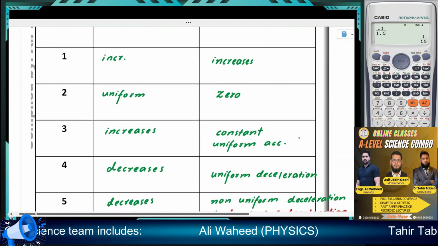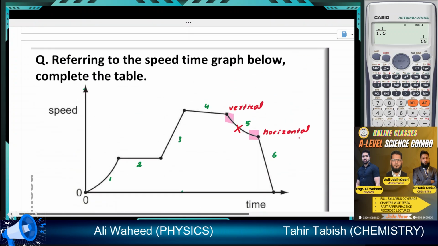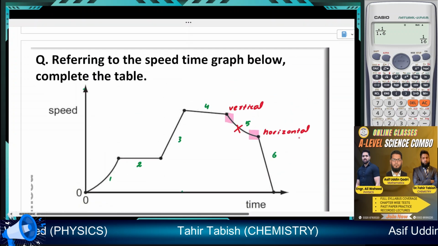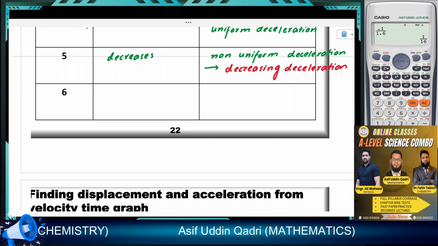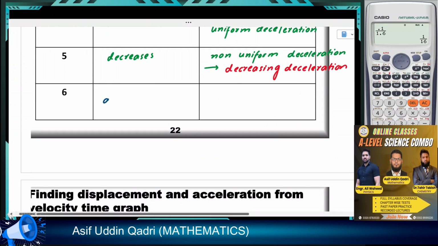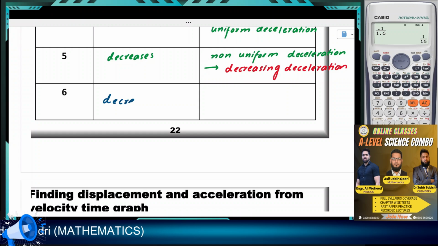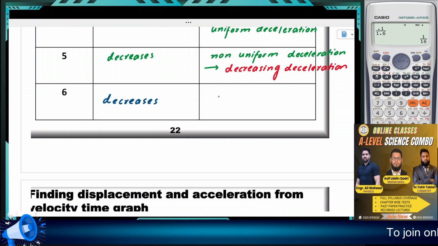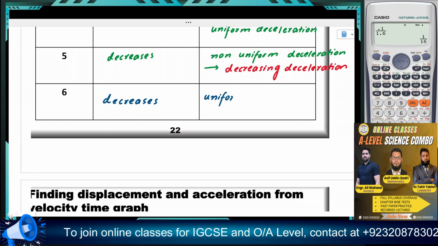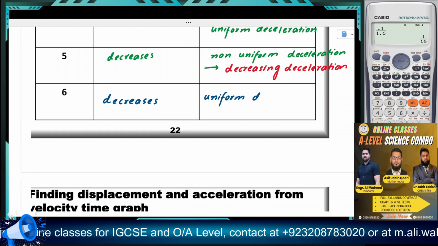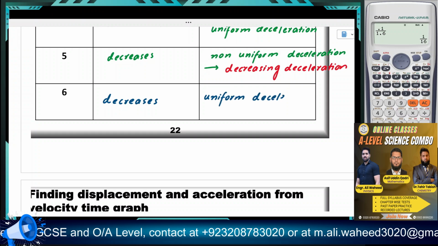Let's comment on the speed first. So in part 6, what happens to the speed? Increases or decreases? So decreases. And the speed decreases, so we have deceleration. What kind of deceleration? Uniform or non-uniform? Uniform deceleration.